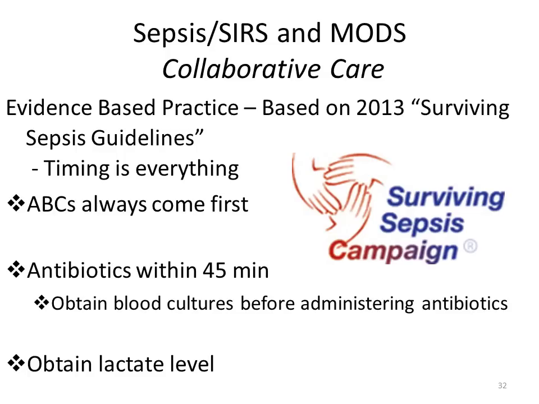And so when we're talking about identifying sepsis and SIRS early, timing is everything. And we're going to be talking about evidence-based practice. What we're going to talk about here today is based on the 2013 Surviving Sepsis Guidelines. ABGs are always the first thing that we want to do because we want to find out if there's poor tissue perfusion. And we need antibiotics on board within 45 minutes.